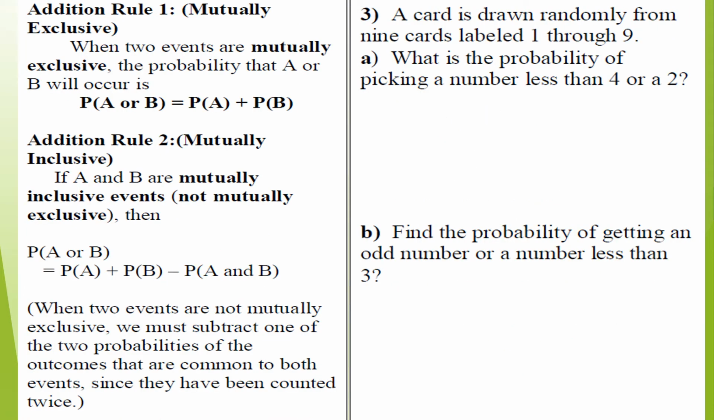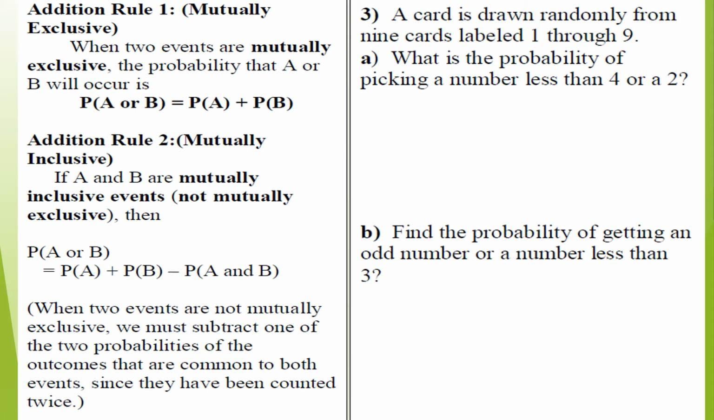Now addition rule number 2 for mutually inclusive events. If A and B are mutually inclusive events or not mutually exclusive, then the probability of A or B equals probability A plus probability B minus probability A and B. When two events are not mutually exclusive, we must subtract one of the two probabilities of the outcomes that are common to both events, since they have been counted twice.